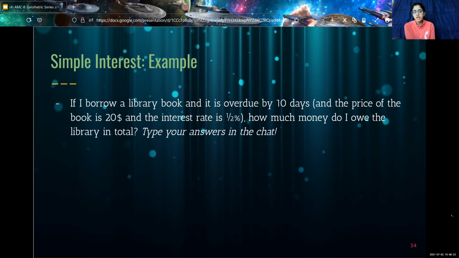How much do you owe the library after 10 days? Someone gave me the correct number for the interest. However, give the answer for the interest plus the principal. The principal is $20, so make sure you're adding $20 to the interest. Okay. And also, it would be better if you could private message me with your answers, so that if you are right, other people don't copy, and if you are wrong, then I can just call up.